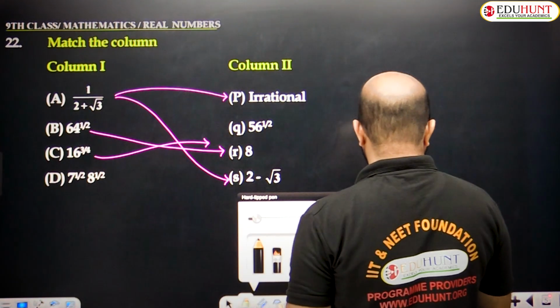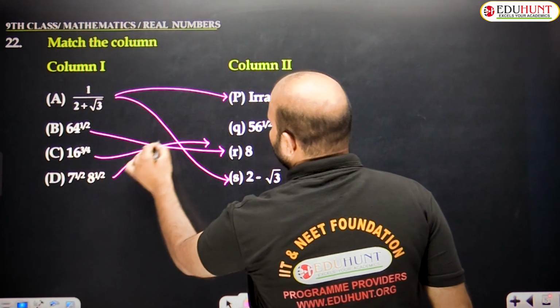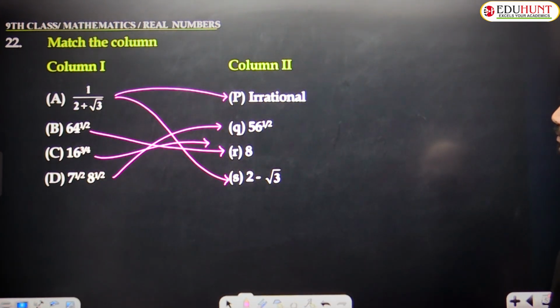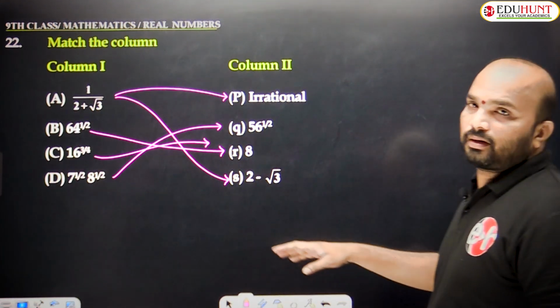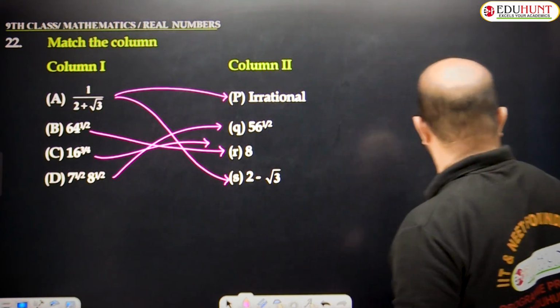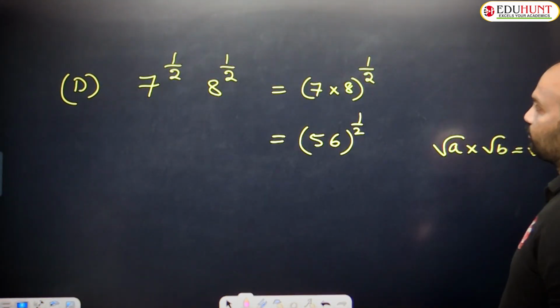So which condition is satisfied? The condition matching 56 whole power 1 by 2. So this is the required answer. Am I clear? But here, what am I getting? Single answers. Am I clear?